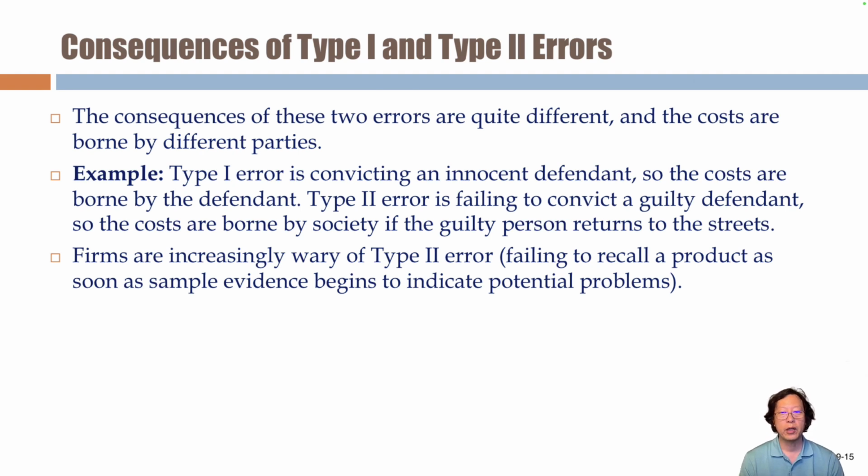The consequence of type 1 and type 2 error can be different. In some cases we are focusing on trying to reduce type 1 error, even though you have to allow the type 2 error, or vice versa. For example, type 1 error is convicting the innocent defendant. So the cost is borne by the defendant, but type 2 error is failing to convict the guilty defendant. So the cost is borne by the society.